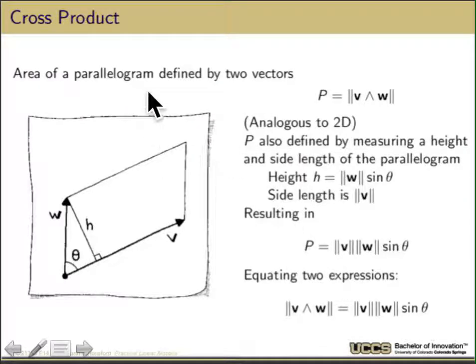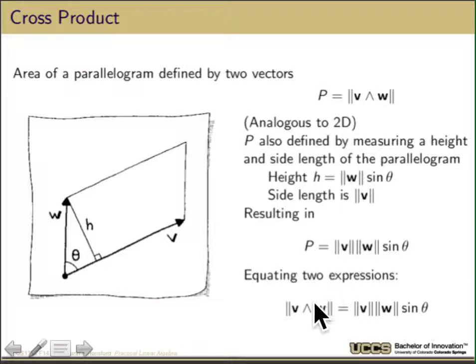So as we said, this gives us the area of a parallelogram. To sort of see how we get this, analogous to how we did stuff in 2D, we can think of this by looking at the length of V, the length of W. We get the height here as H. H is equal to the magnitude of W sine theta. The side length is equal to V. Okay. The interesting thing about this is it tells us that P is also equal to the magnitude of V, this length, times the magnitude of W, times the sine of the angle in between them.